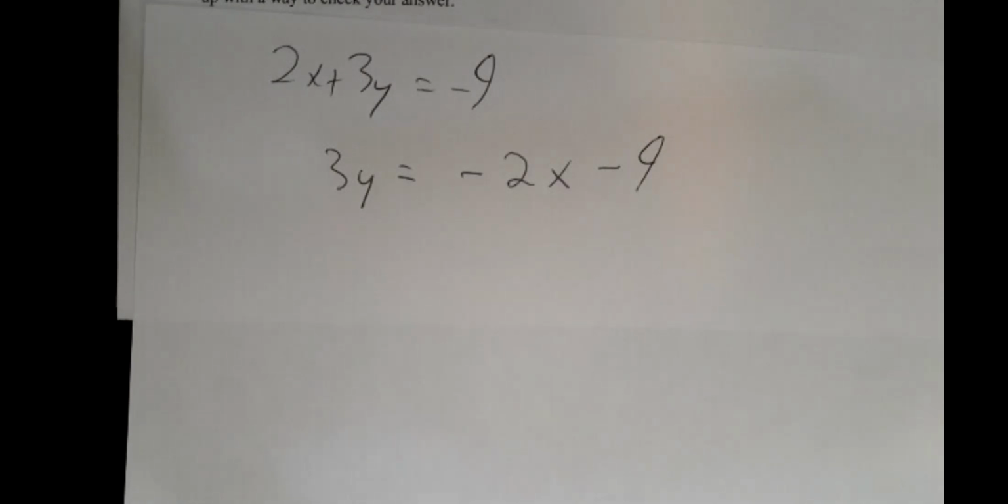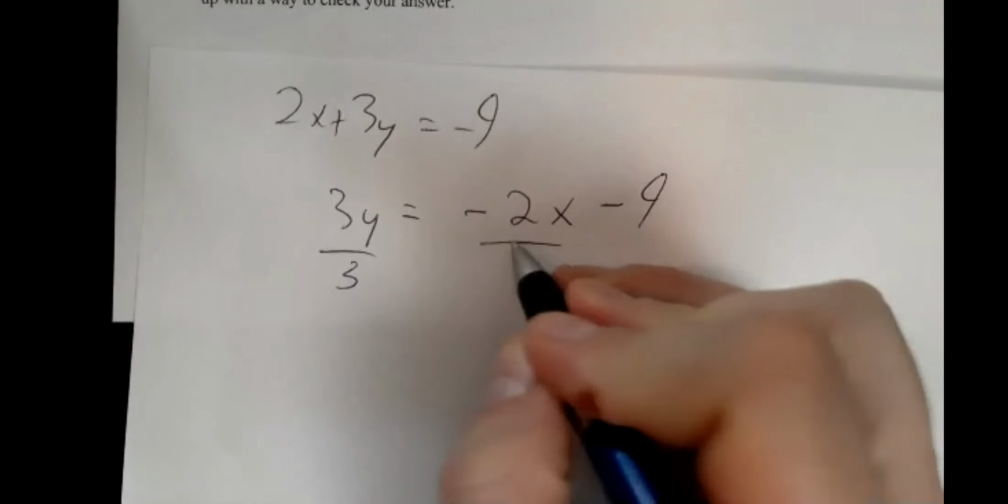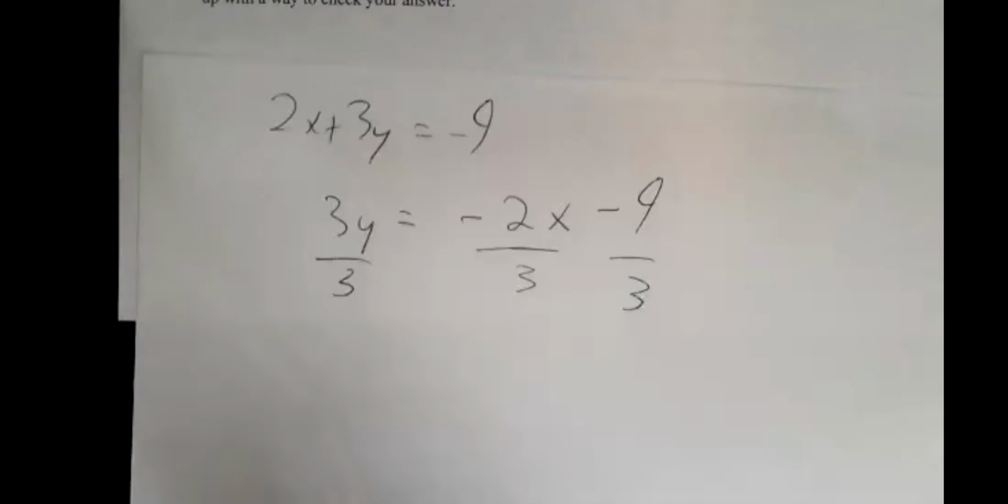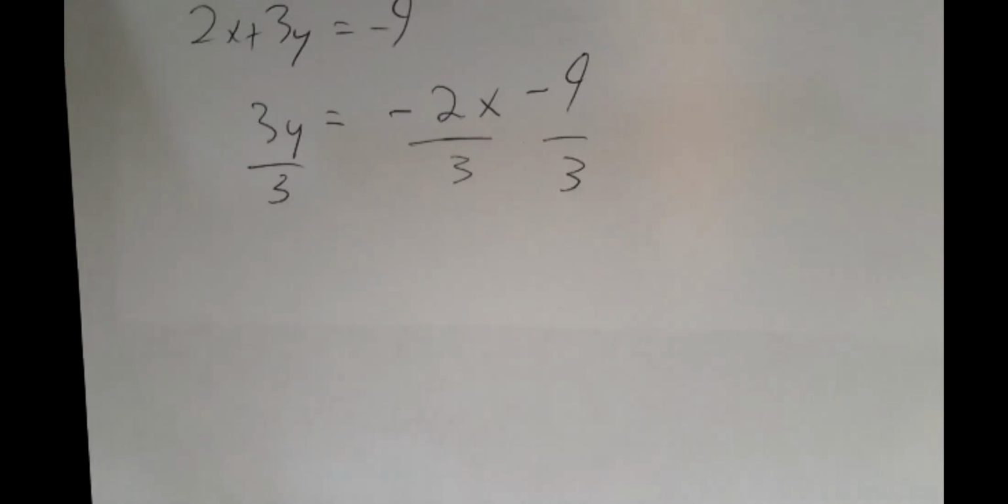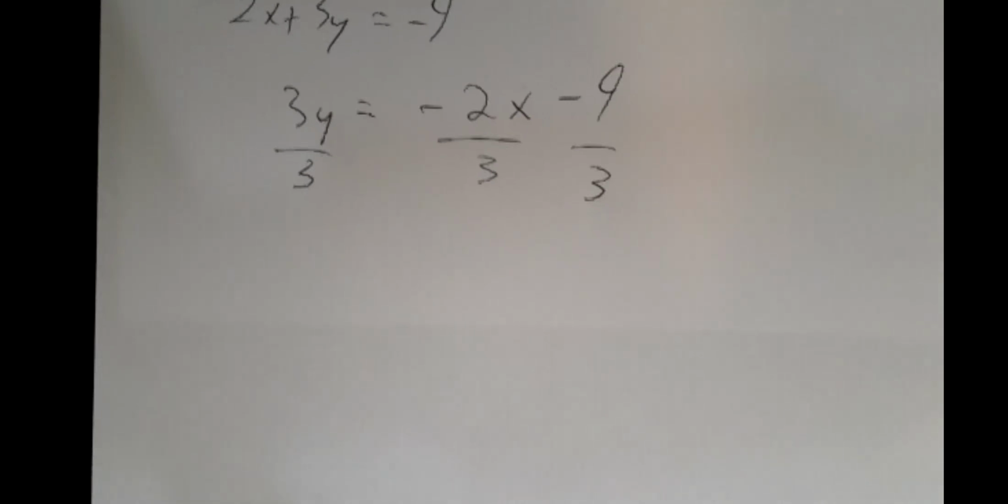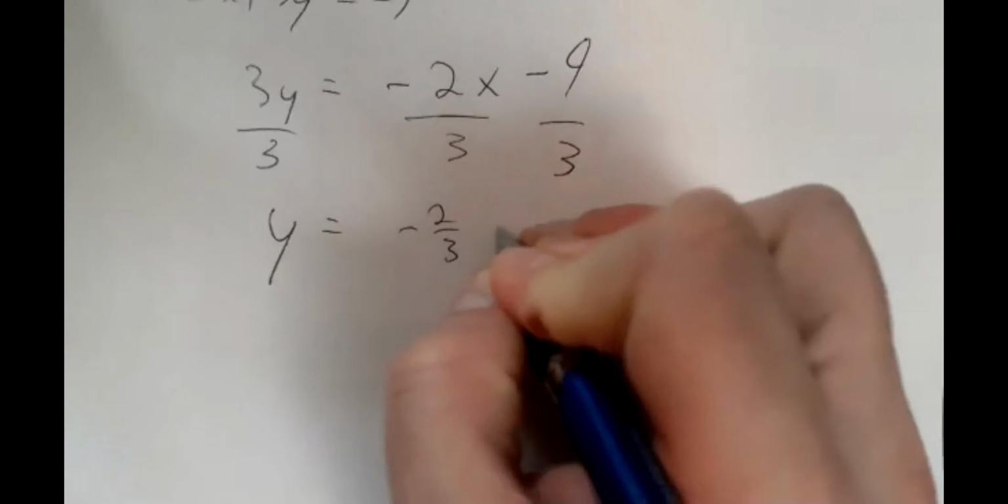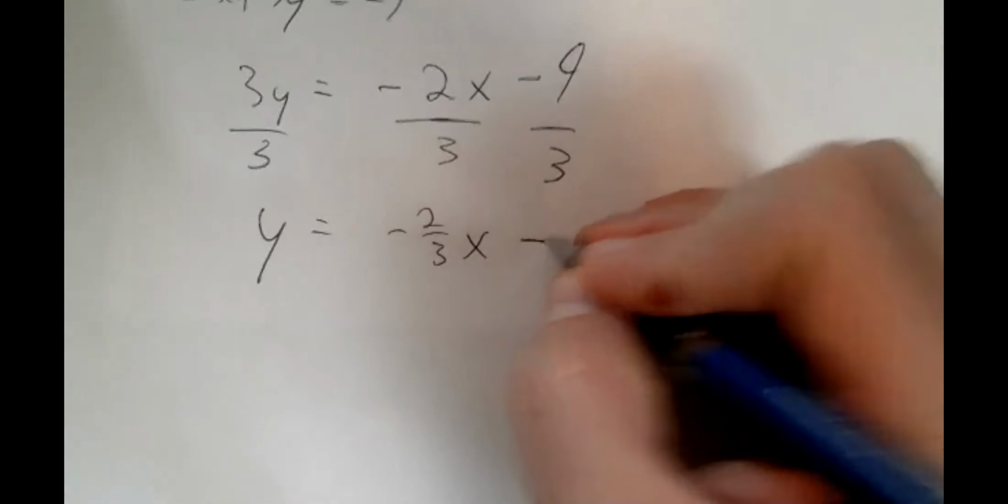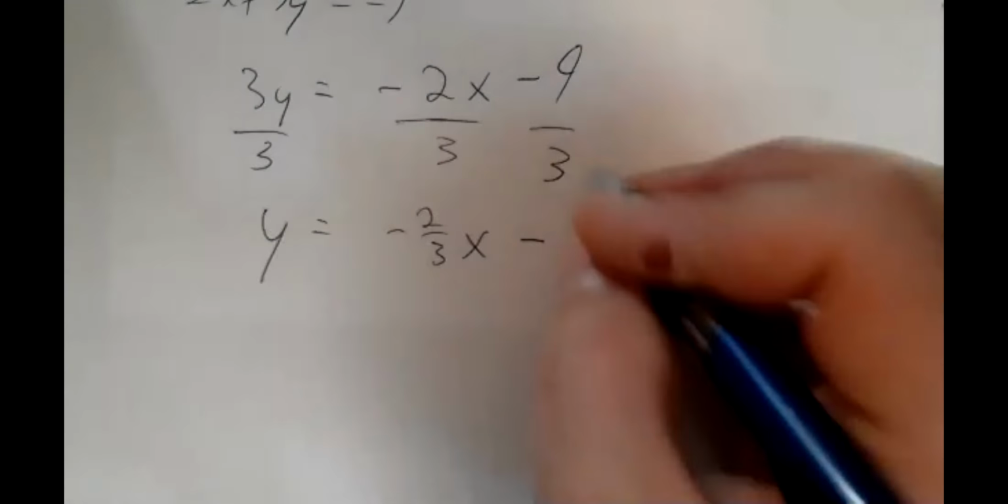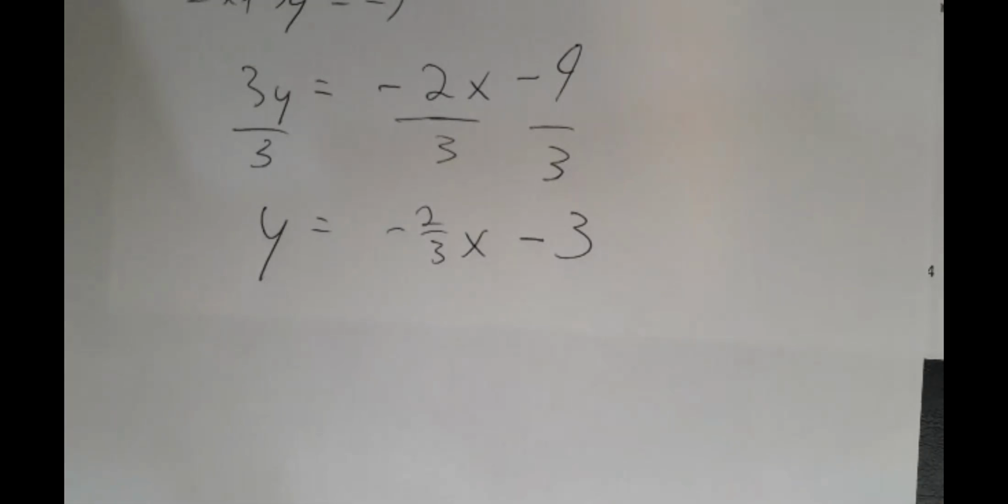Now I'm dividing everything by 3. I have to divide this by 3. I'm dividing this entire side by 3. So there's two things on that side I have to divide by 3. This is my y. This looks like a -2/3 with an x attached. And this looks like -9 divided by 3 is -3.